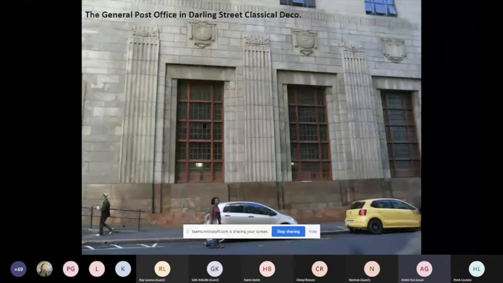There was, of course, between this, also a kind of stripped classical deco. The old General Post Office in Darling Street was an example of this, erected towards the end of the 1930s. So you can see that the classical architecture used here is not strict classical. It's been very much abstracted and reduced. So we just see the suggestion of pilasters, the suggestion of capitals. So this was another kind of architectural language, particularly popular with government buildings.